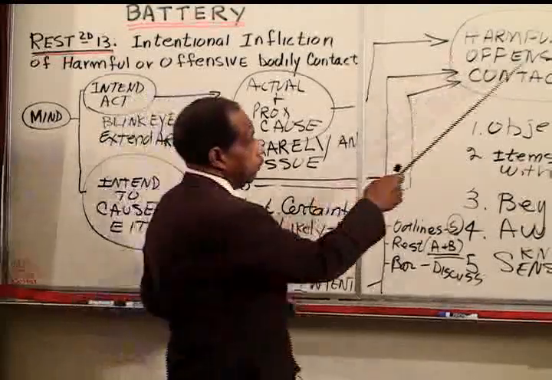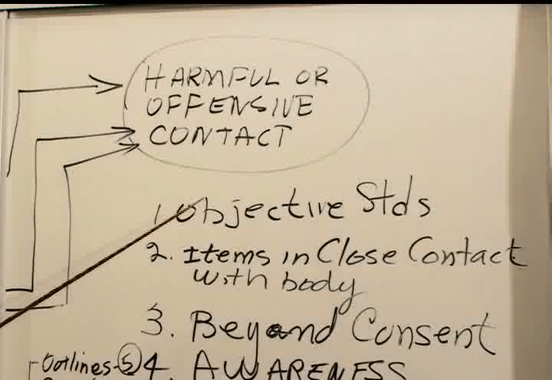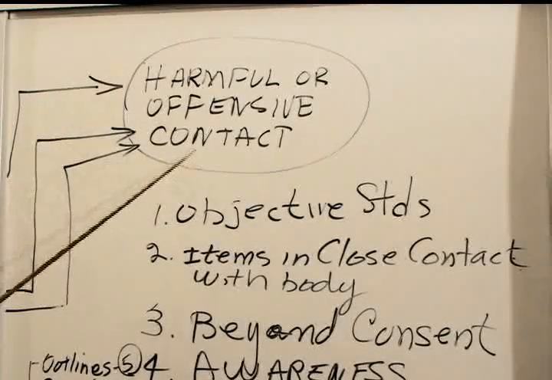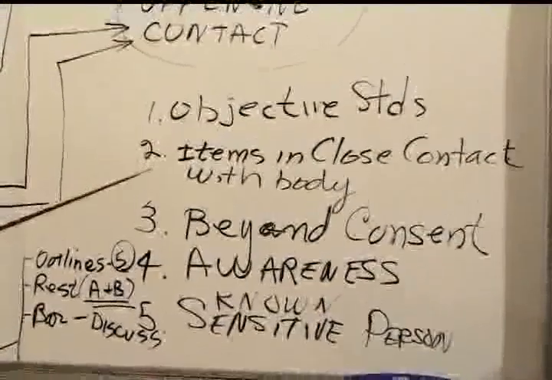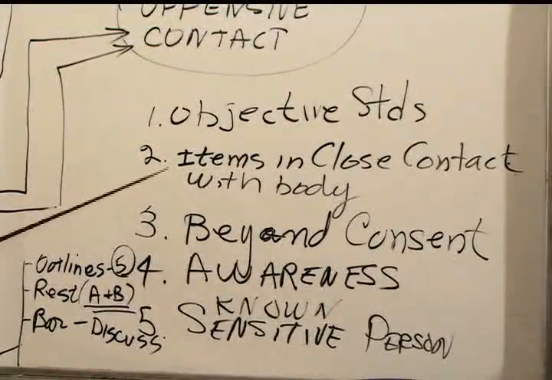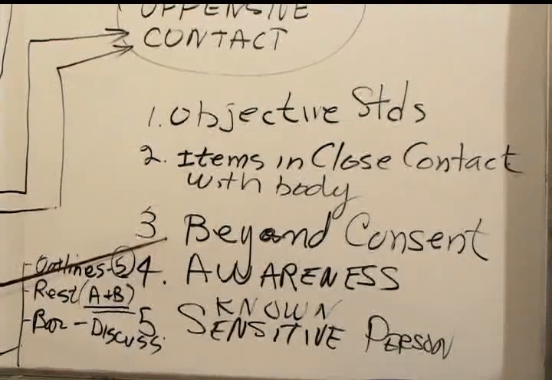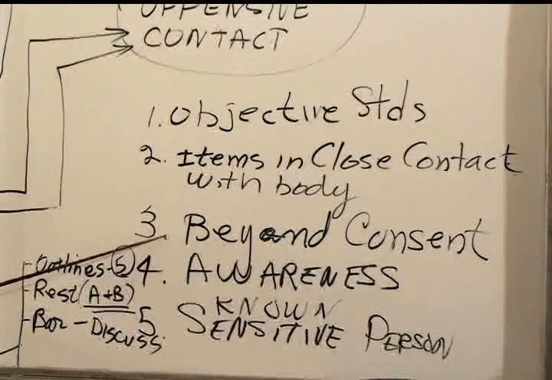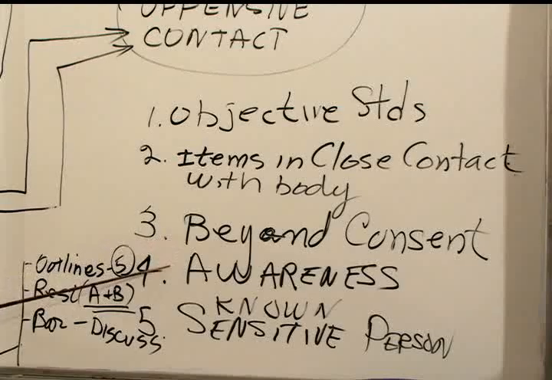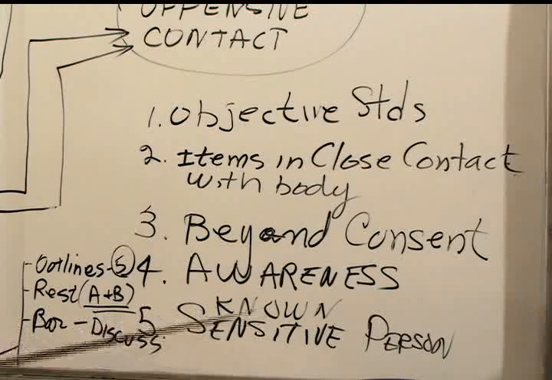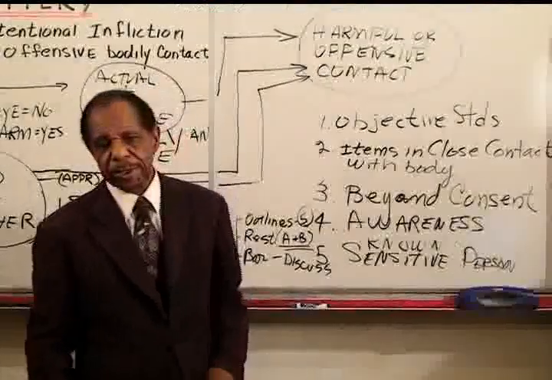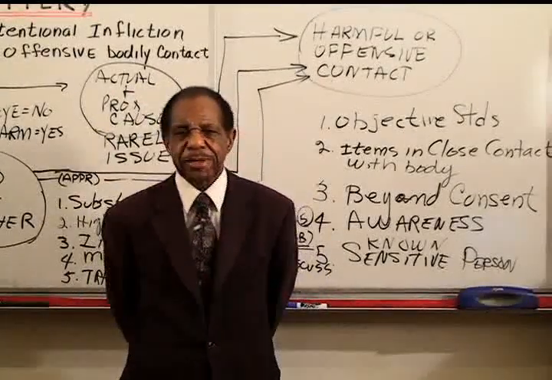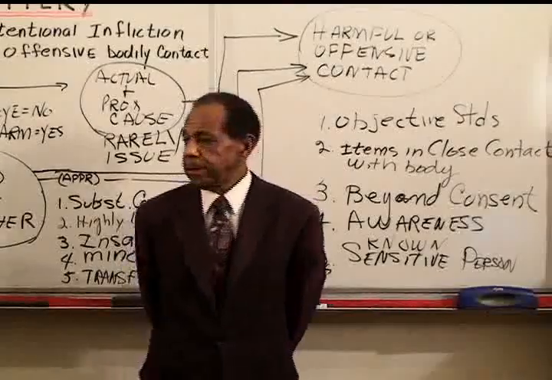And then finally, the harmful or offensive touching. Objective standards are used again. Would a reasonable person find this touching to be harmful or offensive? Secondly, if you touch items closely associated with the person's body, that's good enough. If the person has given some consent, then it is the harmful or offensive touching beyond the consent that constitutes a battery. The person does not need to be aware of the battery at the time that it happens. And for the known sensitive people, again, we don't know what the rule is because the Restatement has declined to take a position, and we don't have many cases dealing with that. And so that's the bottom pathway.